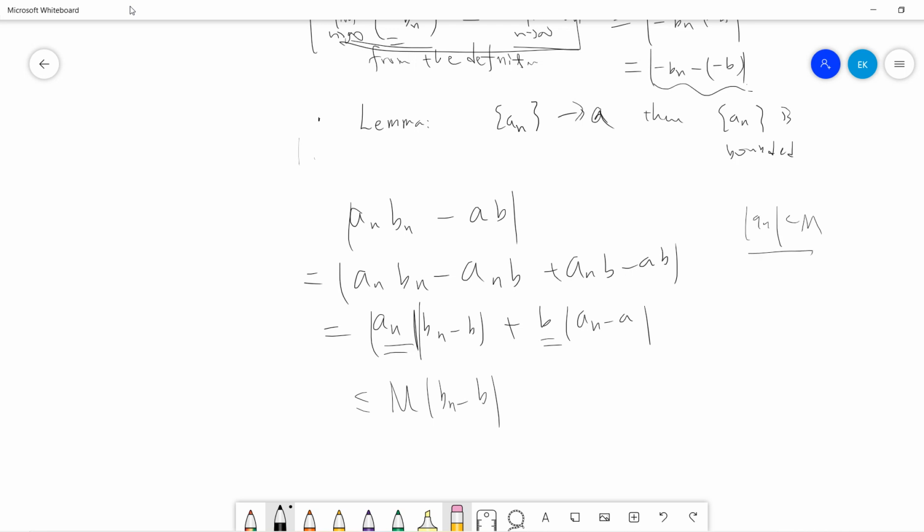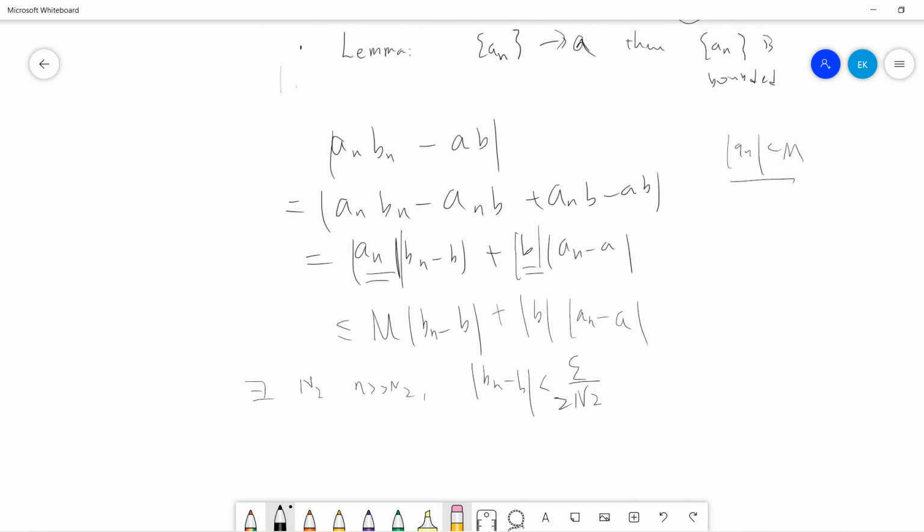Oh, by the way, previously I just proved that an is bounded, but you can just change it to absolute value, because when you take an absolute value, the original sequence still converges. Right, and then for the other term, it's b times |an minus a|. So the idea is that I can find n2 such that when n is larger than n2, I can let |bn minus b| be less than epsilon divided by 2M.